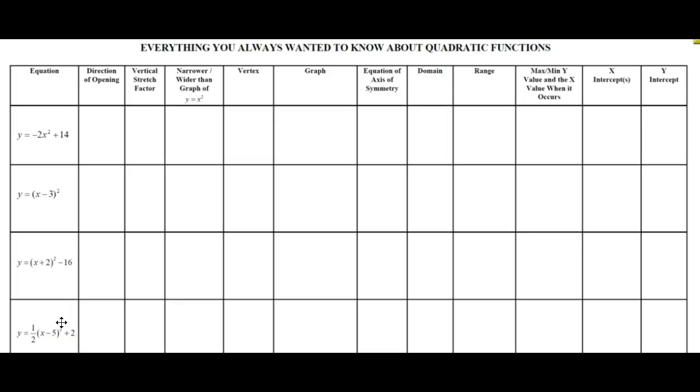So, everything you always wanted to know about quadratic functions. What we're going to do is take a bunch of quadratic functions, the equations of them, and from the equation, figure out the characteristics. Like, which way does it open? Vertical stretch factor, does that make it narrower or wider than the graph of y equals x squared? Where's the vertex? Let's do a little sketch of the graph. What's the equation of the axis of symmetry, the domain, the range? Does it have a max or a min?